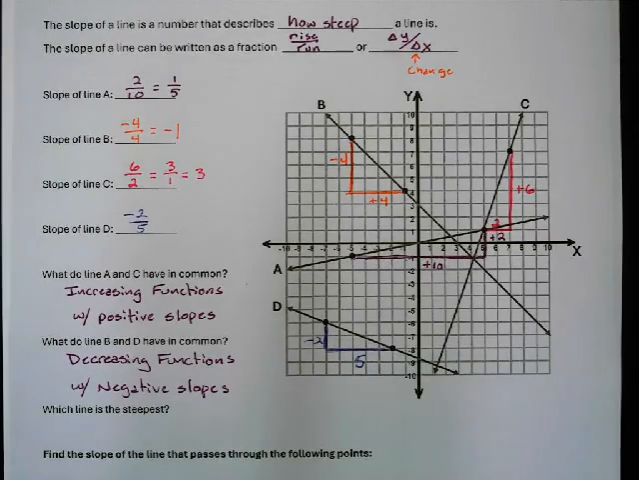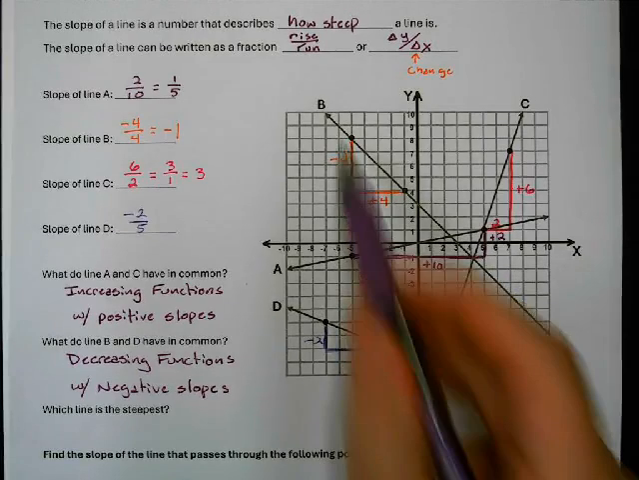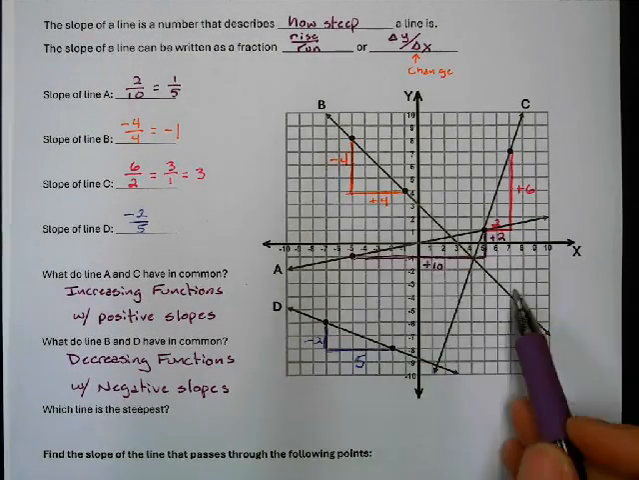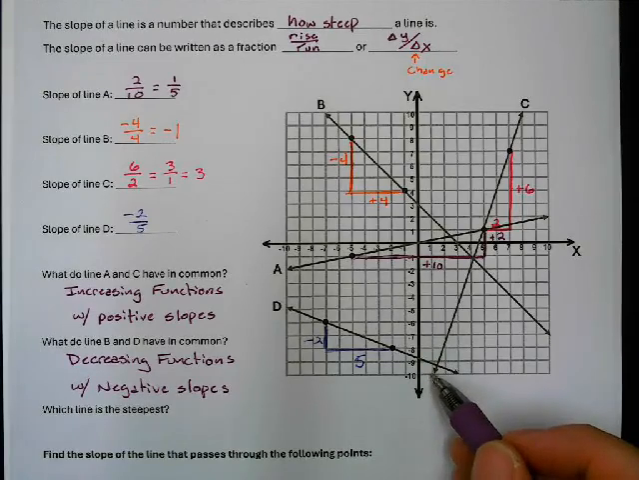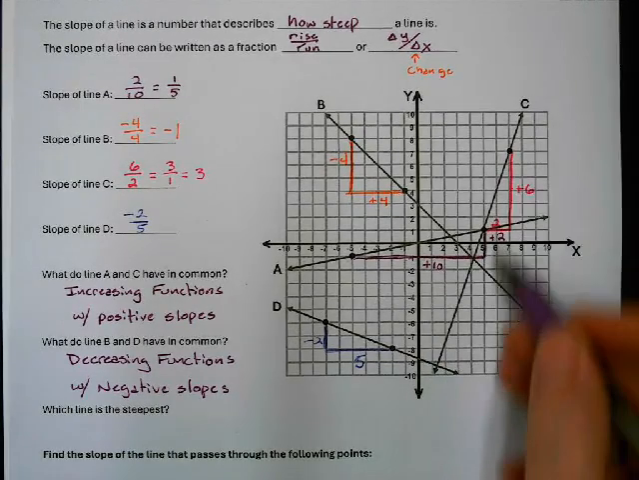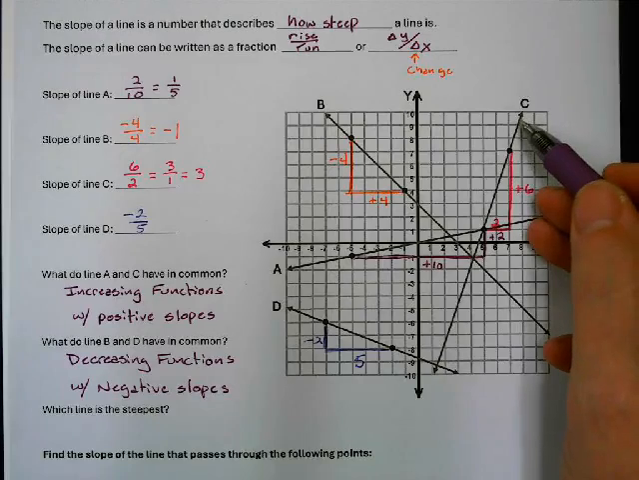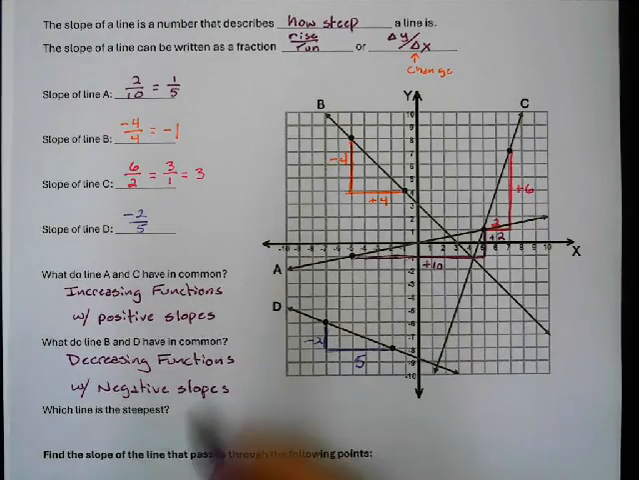All right, looking at all those graphs, if we look at A, B, C, and D, it looks like C has the steepest line. So which line is the steepest? We're going to say line C.